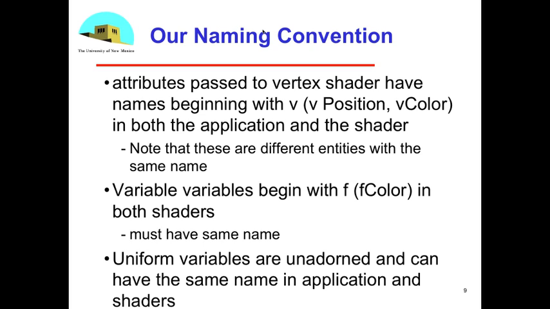Likewise with varying variables. Now uniform variables, we made them unadorned. One reason is that a uniform variable comes from the application, but it can go to either shader. So we just said, okay, let's just not put a letter in front. One of the other books, I think, would use an A in front to say it came from the application, and that's probably okay too. So let's look at using those.